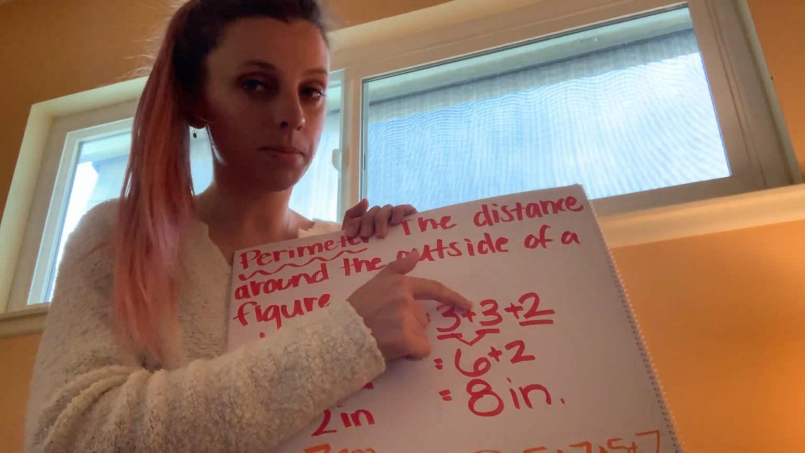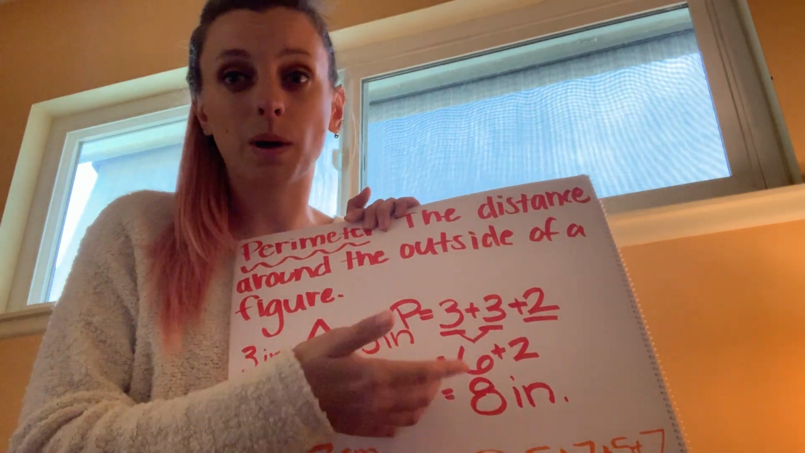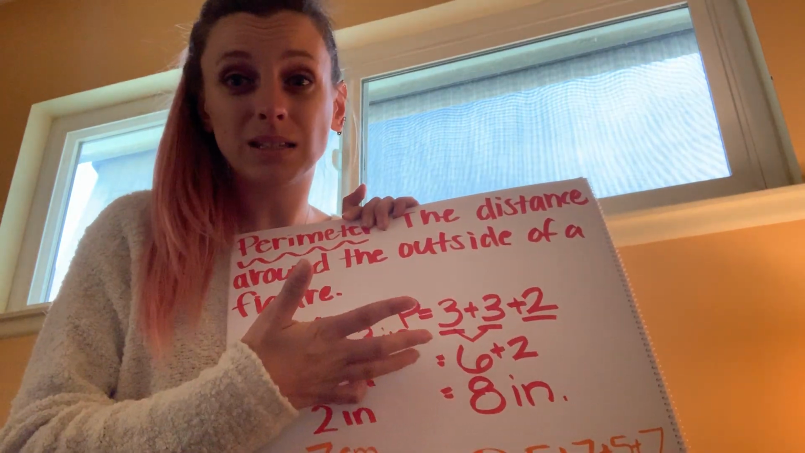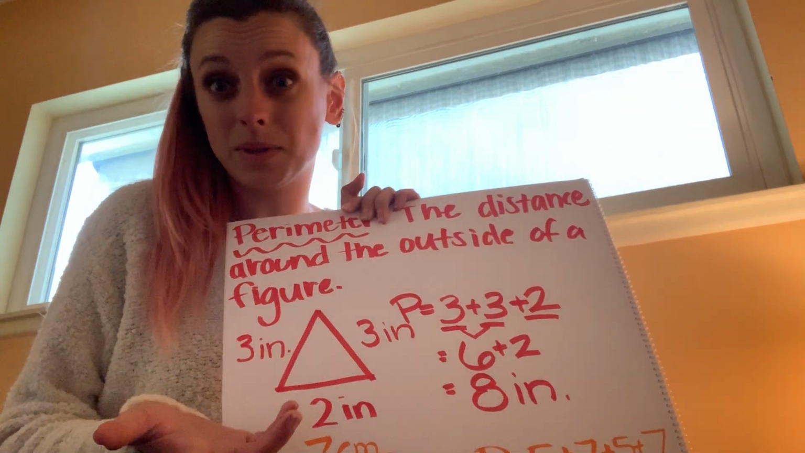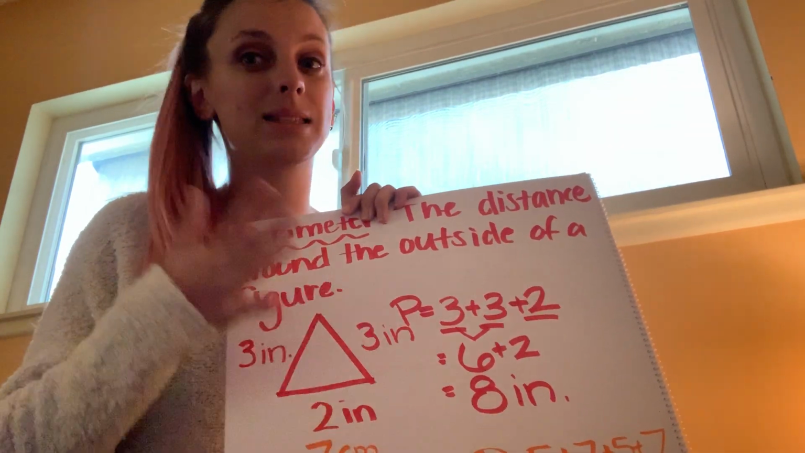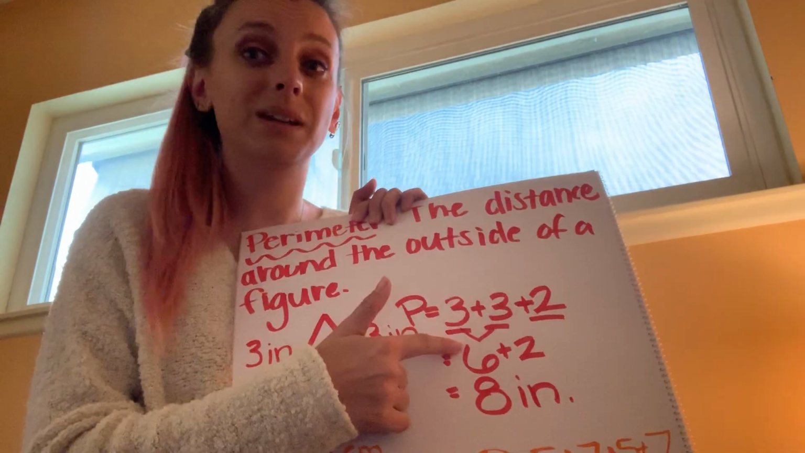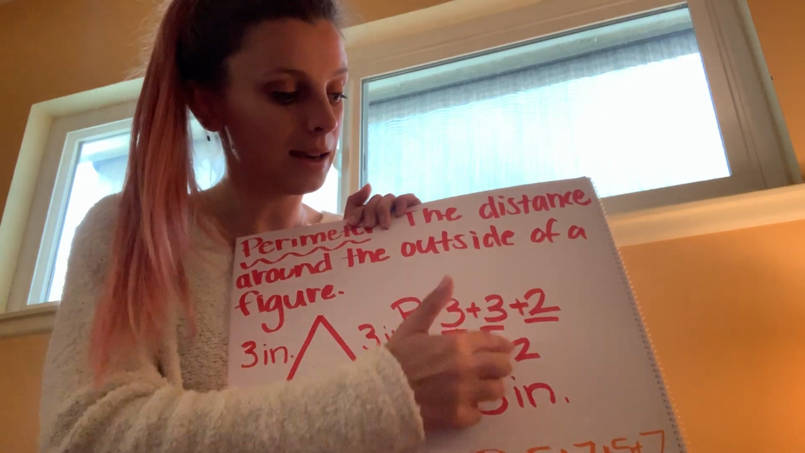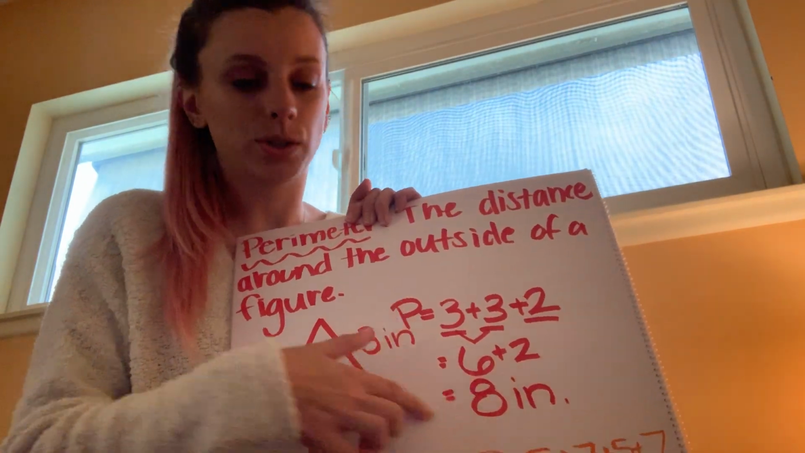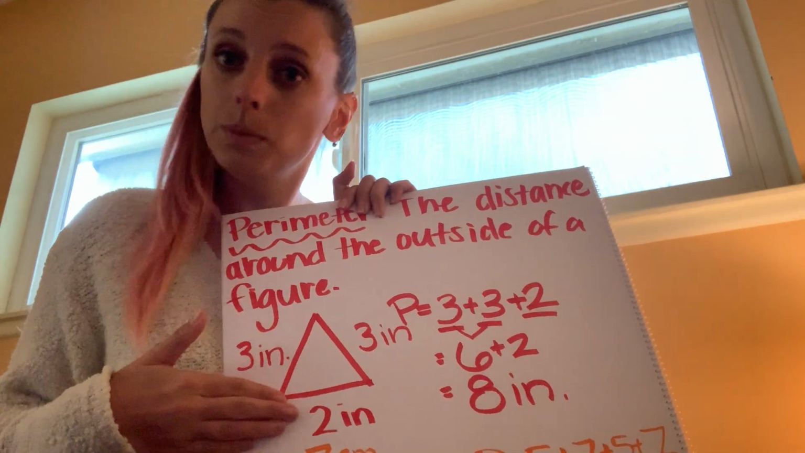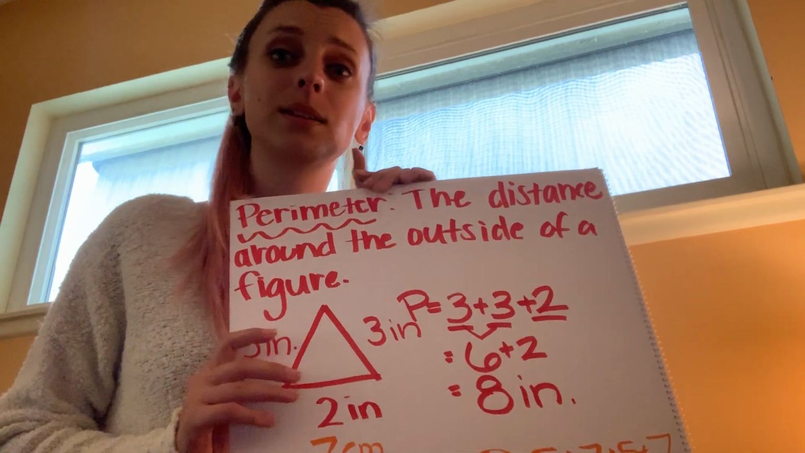Now I know that 3 plus 3 makes 6, so I just added that one first. Commutative property says that I can do things in whichever order, right? And associative property says I can add whichever part first that's easiest for me. So I added 3 plus 3 and I got 6. Then I added in those 2 and I found that that gave me 8 inches. So my perimeter for this triangle would be 8 inches, right? This shouldn't seem totally new. We kind of practiced this last time.